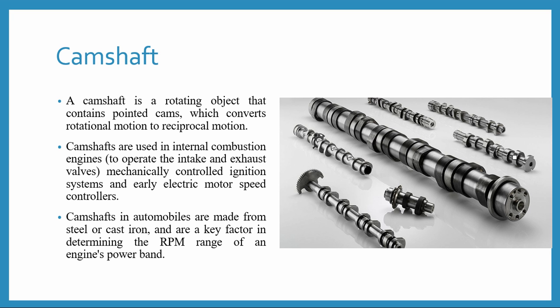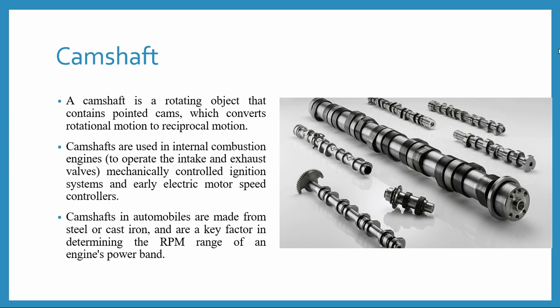These camshafts in automobiles are basically made of steel or cast iron, and they are a key factor in determining the RPM range of an engine's power band.